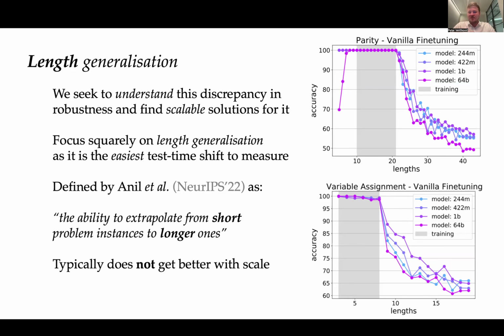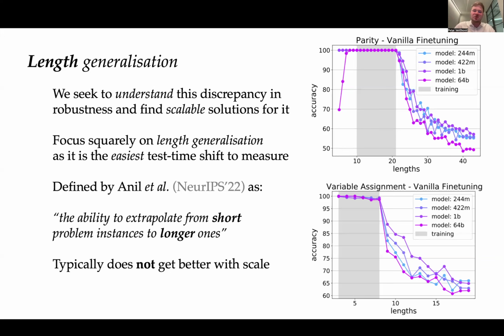And a very neat way to both mathematically formalize it and look at a practical problem is the task of length generalization. So we focus on that because out of all possible distribution shifts, it's arguably the easiest one to measure at test time. And arguably the paper from Anil and others that was published at NeurIPS 2022 was one of the first ones to introduce and make popular the term length generalization, where they define it as the ability to extrapolate from short problem instances that the model might have been trained on to longer ones, right?